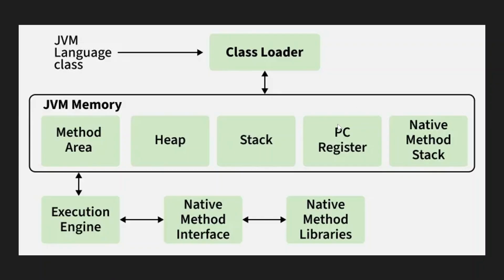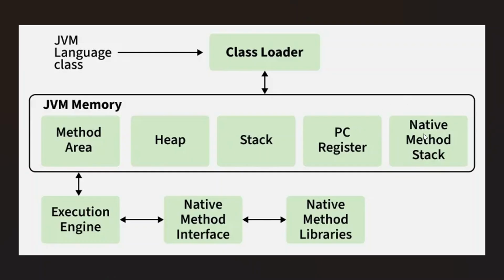And the fourth component is PC registers. PC stands for program counter, and basically this holds an address. What it holds is the next instruction that has to be executed by the JVM. That address will be maintained here in this PC register. So it's simple: whatever the next instruction in the program flow that the JVM has to execute will be maintained here inside your PC register.